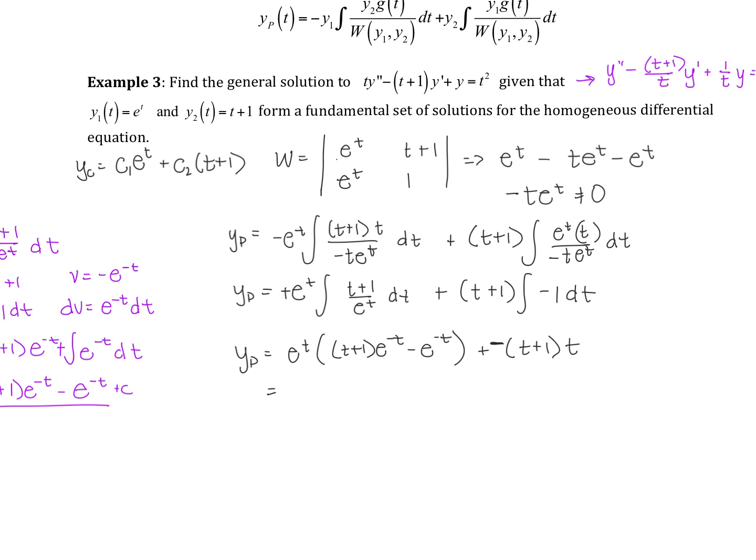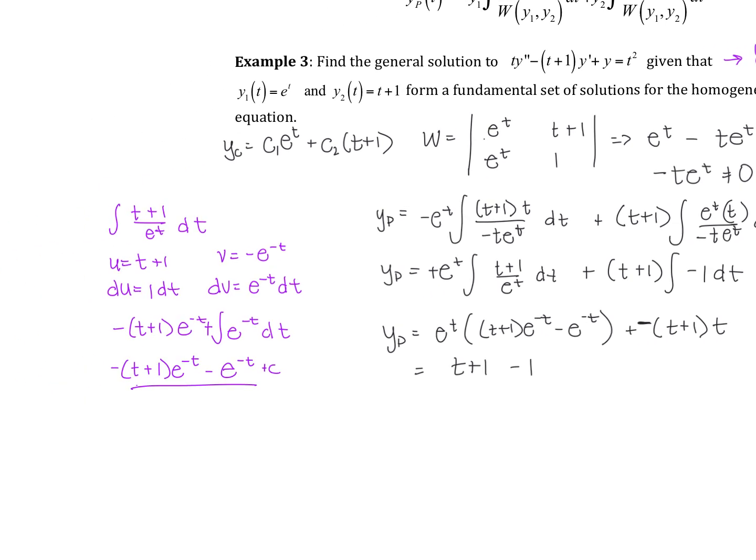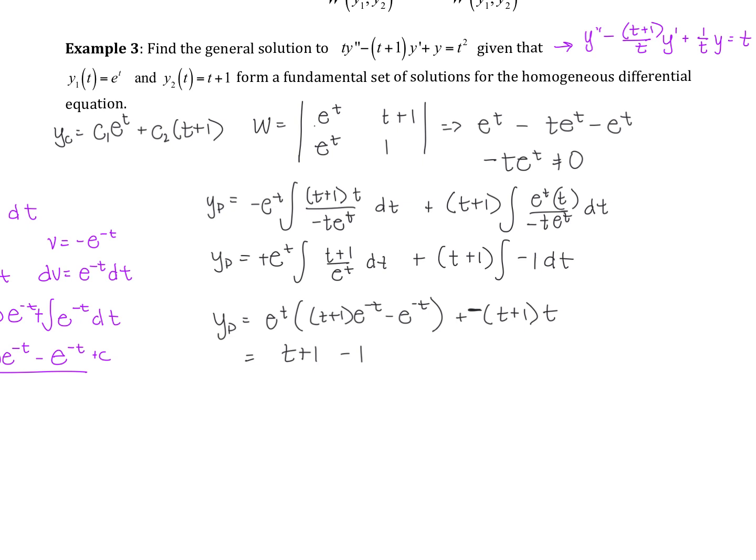Distributing my e to the t in using powers, when I have e to the t and e to the negative t, it'd be e to the 0, which goes away. So we just end up with t plus 1 minus 1. Actually, it looks like I lost a negative. Yep, shoot. Okay, going back here, this should have been a negative t, so this will be a negative t, and this one will be a minus 1. Let's change that. There we go.